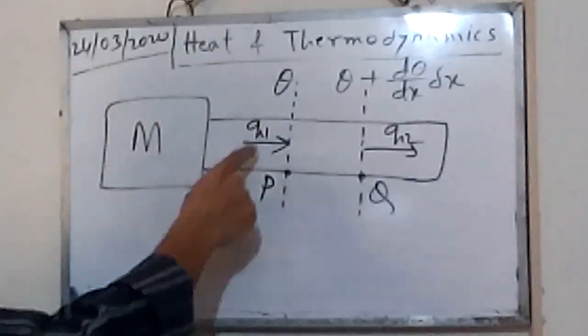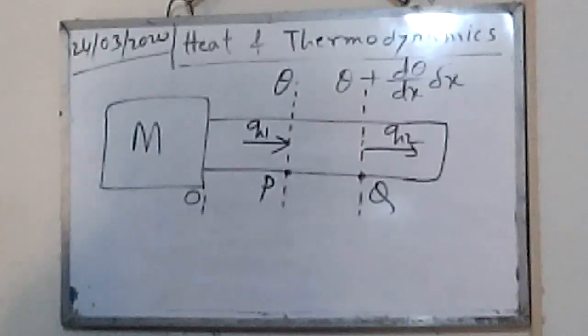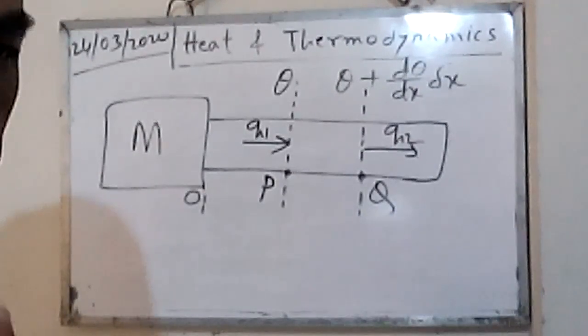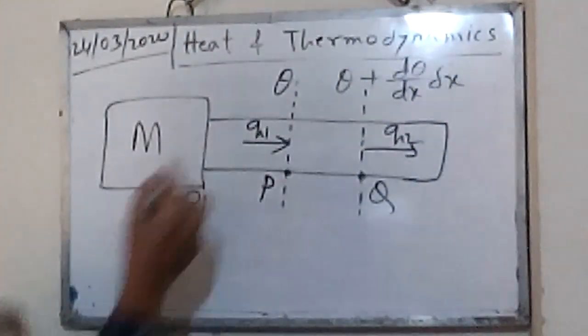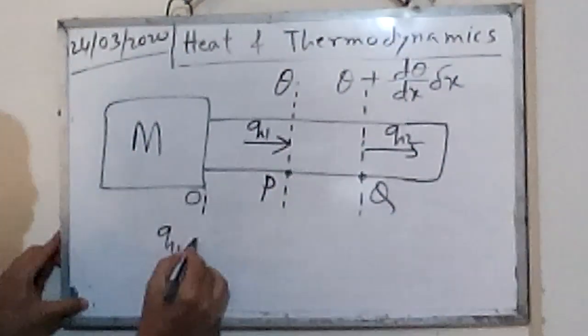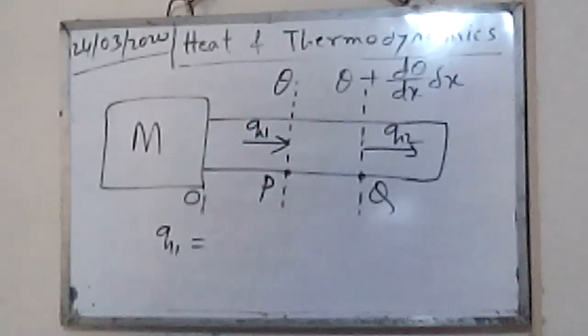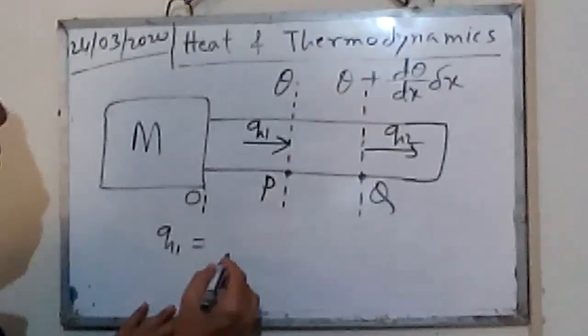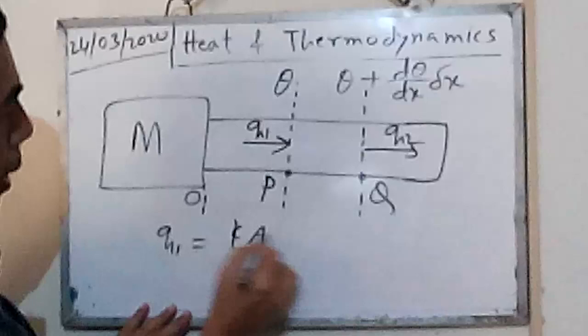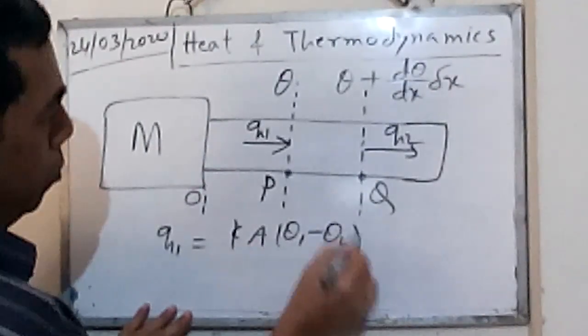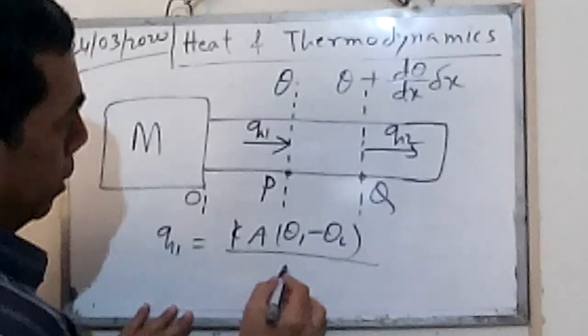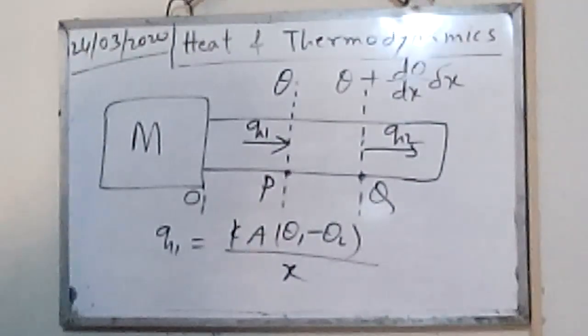Now, what is the amount of Q1? Q1 is the amount of heat energy that enters the PQ section. What will be the equation for Q1? Q1 equals Ka (theta 1 minus theta 2) divided by x.